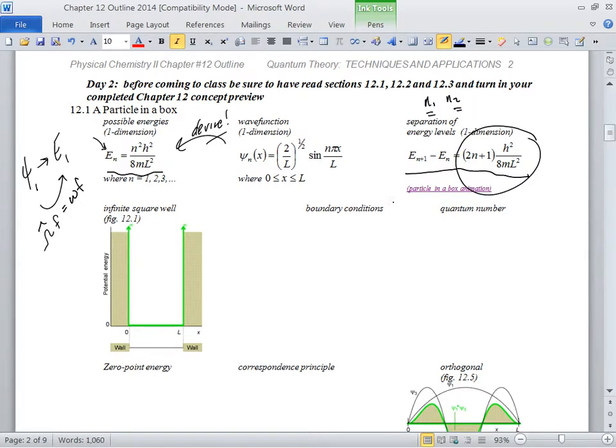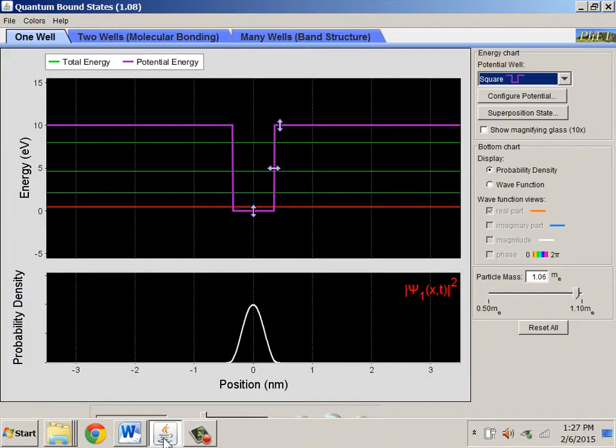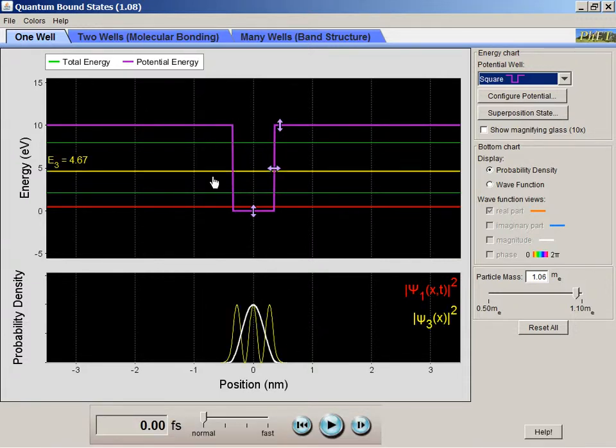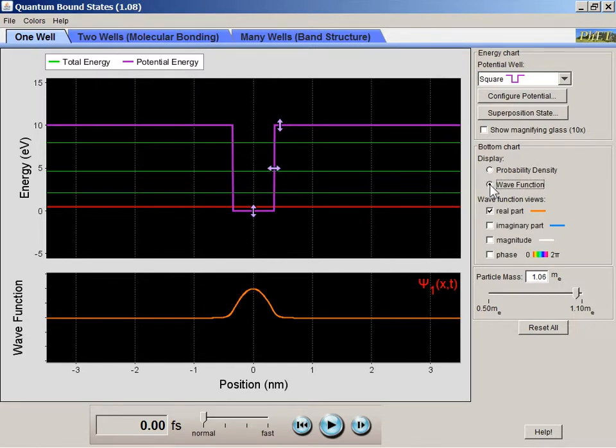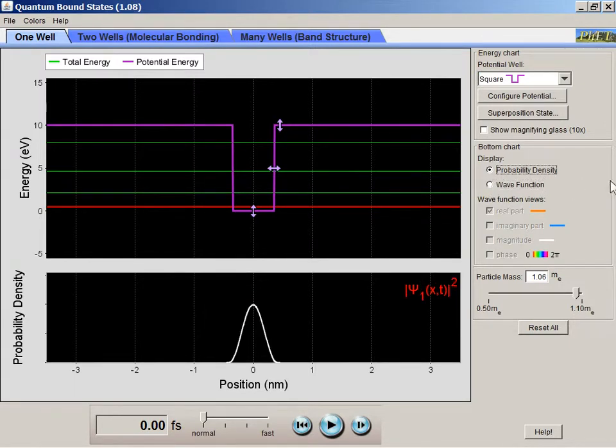Let's take a look at that animation here. We've played around with this once before. Here's our particle in a box, and the plot down on the bottom is our wave function or probability density. What is it set up to look at? Probability density, because you see it says it right over here. If you want to see the wave function, you click on that one. We're looking at probability density, so psi star psi.